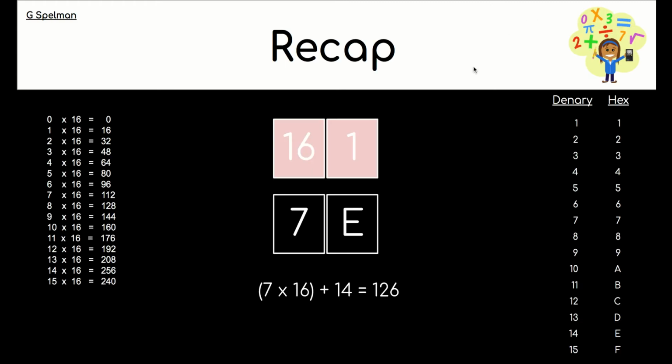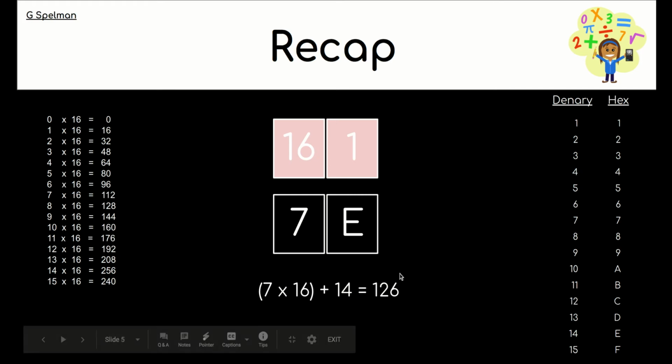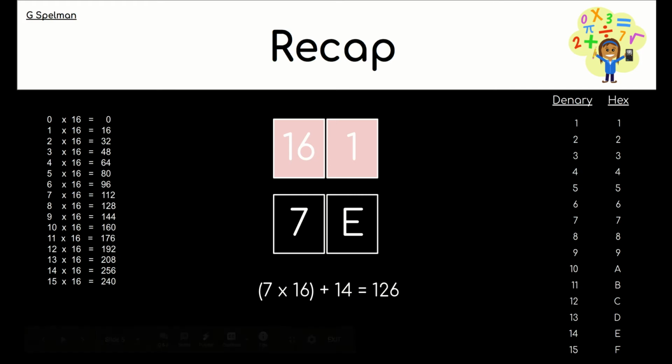This is a recap from the last video. So we're looking at the hexadecimal number 7E, and we know that means 7 times 16 plus 14, and altogether that gives us 126. So if you are familiar with this and happy with this, then you're ready for this video. Otherwise, you probably need to watch the previous video and master that before moving on to this.